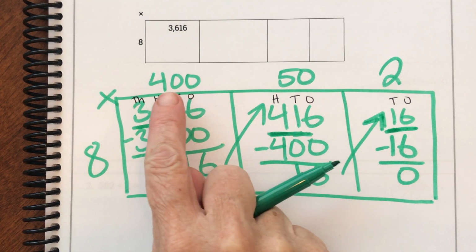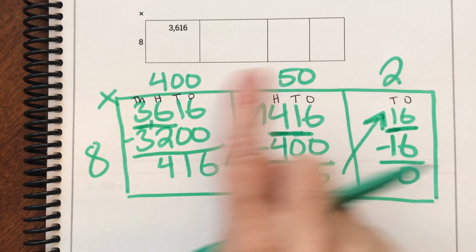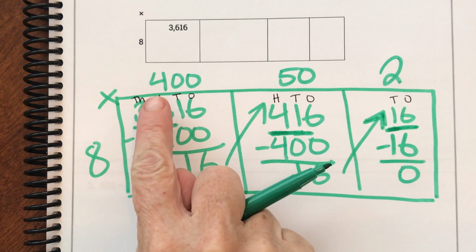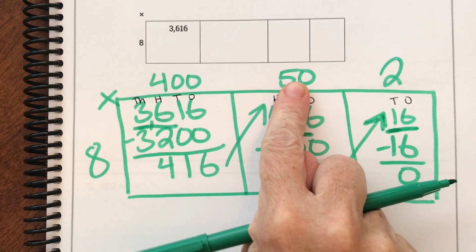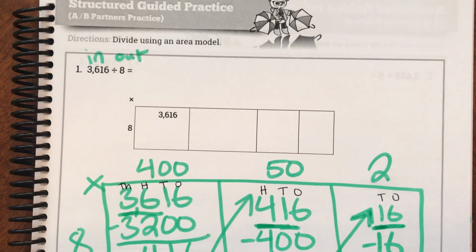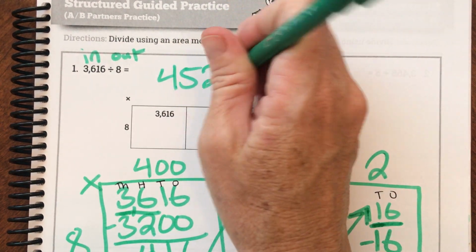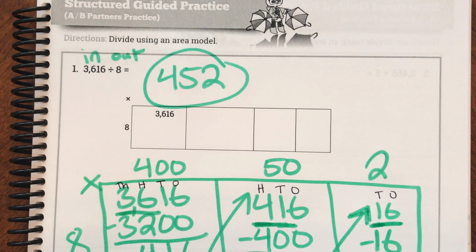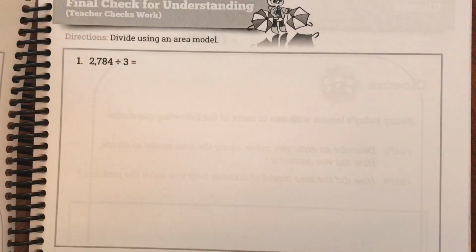So what's our answer? These are our partial answers or partial quotients, but our full quotient is 452. So our quotient is 452.